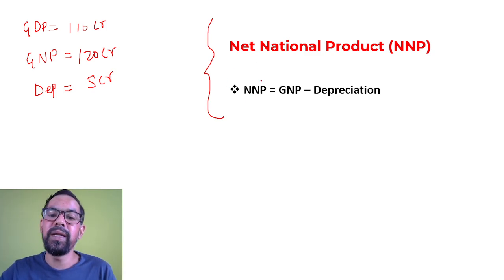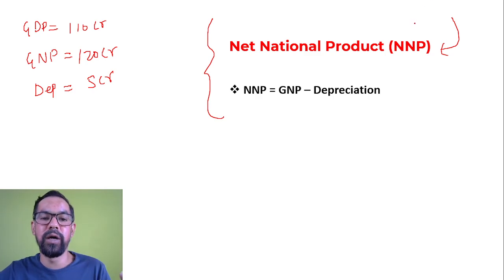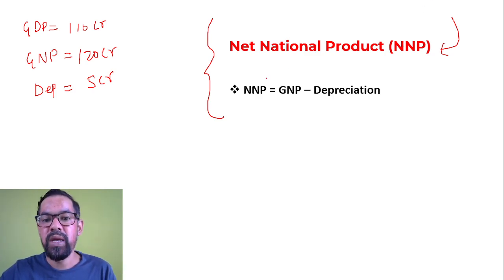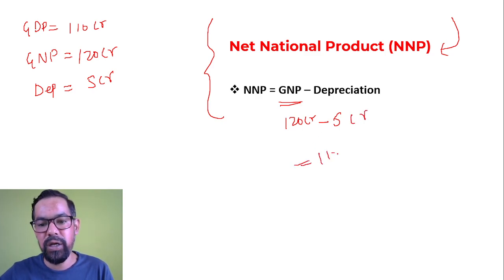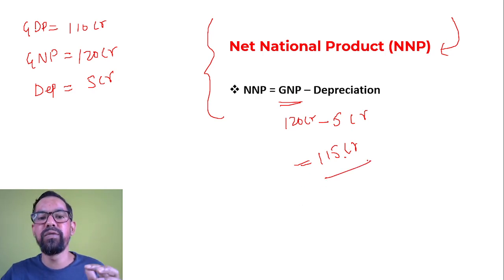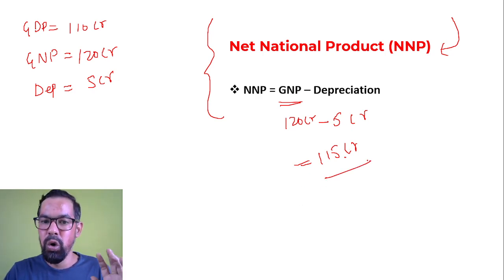Now NNP, net national product, is the pure income of that particular country for a given time duration. So GNP is your 120 crores, that is GDP plus NIA, and your depreciation is 5 crore rupees. So your outcome, that is 115 crore, is your NNP, or you can say pure income for the given time duration. Hope you get this clearly, guys.